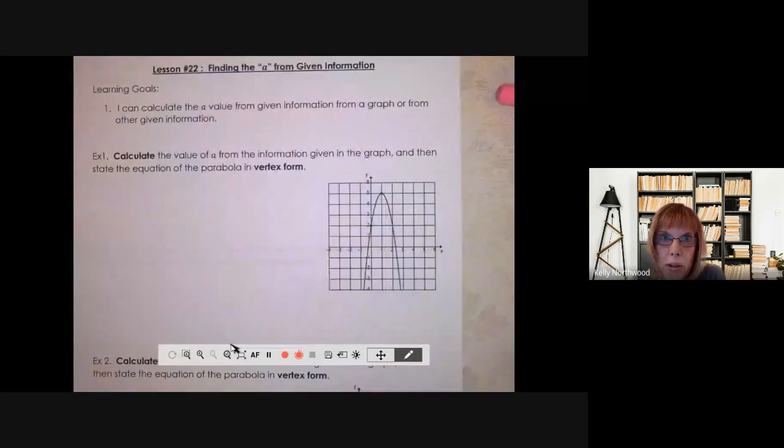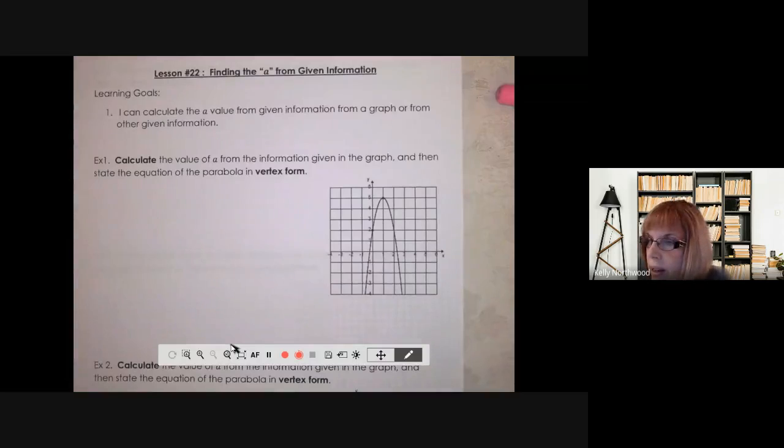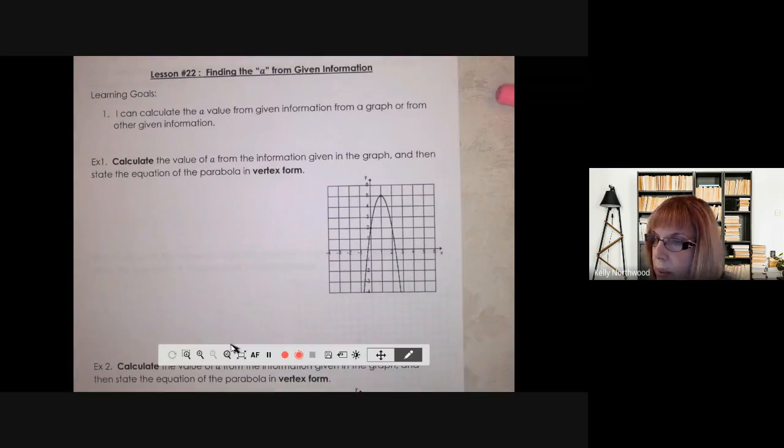All right, so lesson 22 is finding the A value from given information. So our learning goals are that we can calculate the A value from the information given in the graph or from words, and then state the equation of the parabola in vertex form.